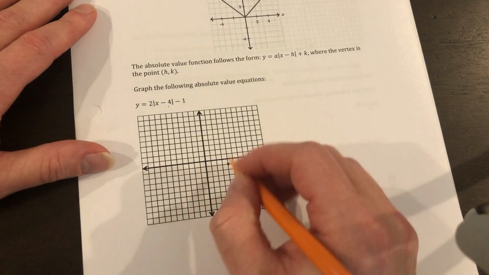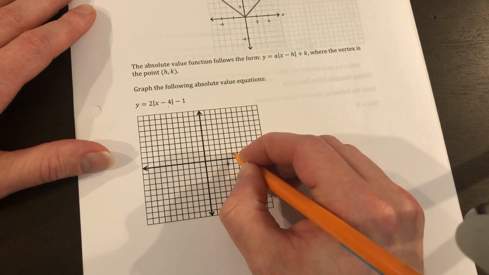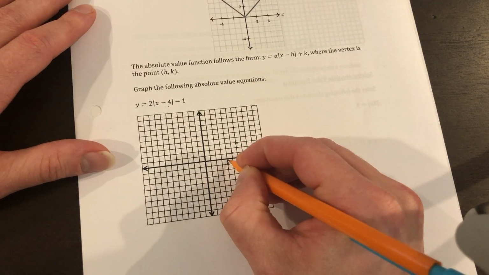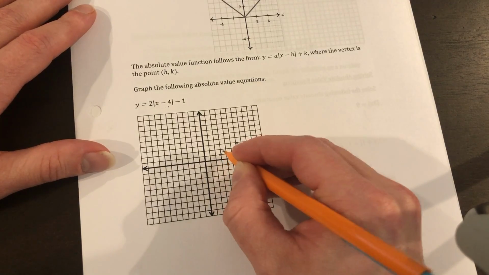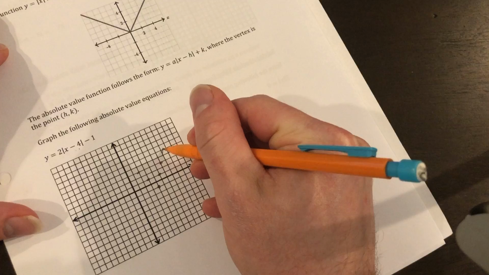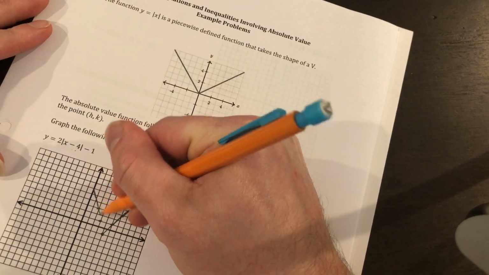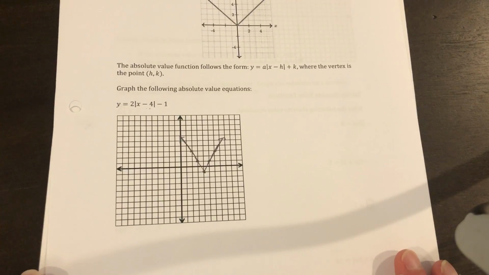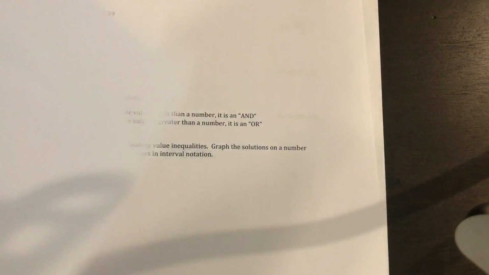Okay, so we're going to go up 2 and over 1 in each direction. Up 2 over 1, up 2 over 1, and we're going to draw our graph. So it's going to look something like that. Okay? So it looks like a V.